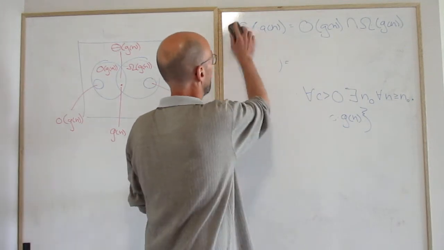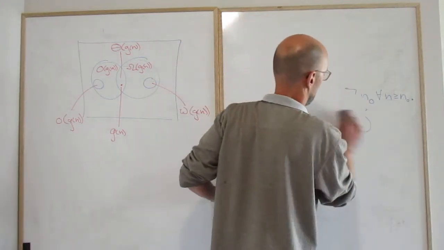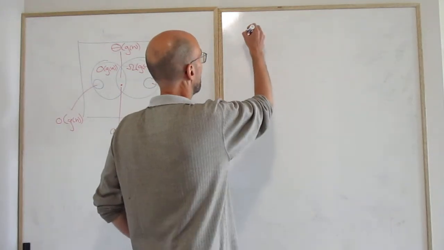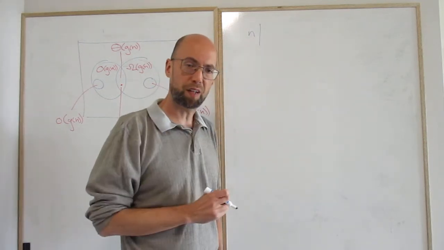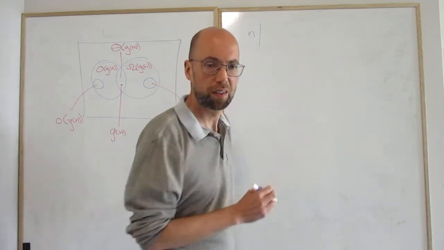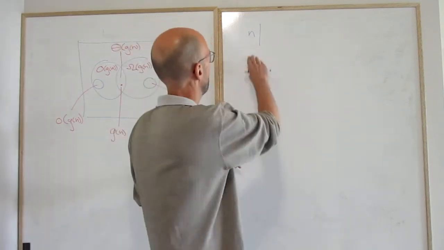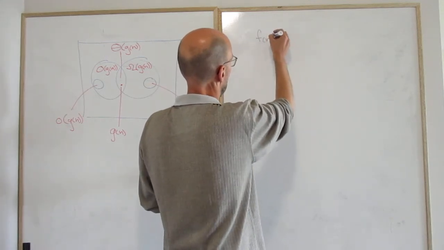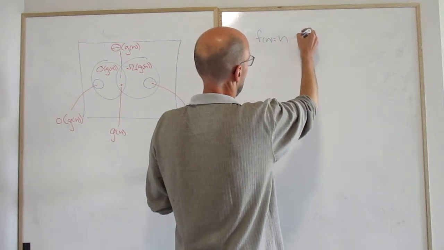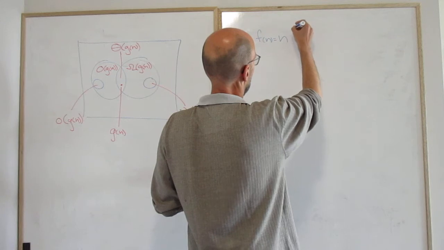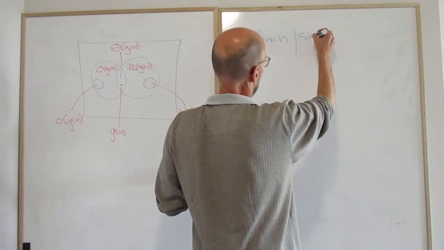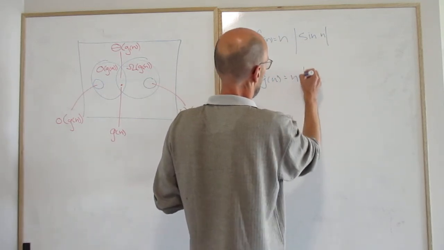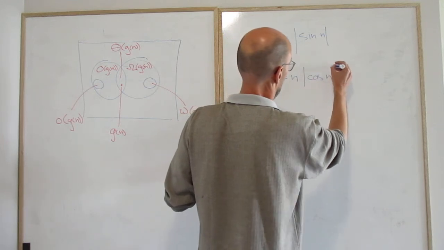the functions. I'm going to put an absolute value sign on these. Let's suppose f of n equals n times the absolute value of sine n, and g of n equals n times the absolute value of cosine n.